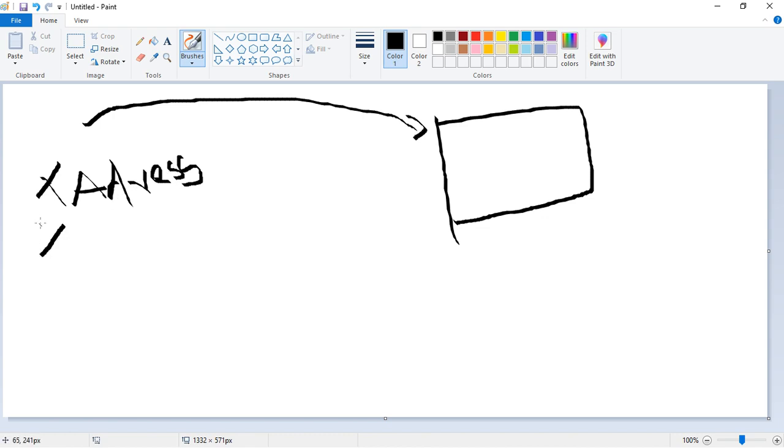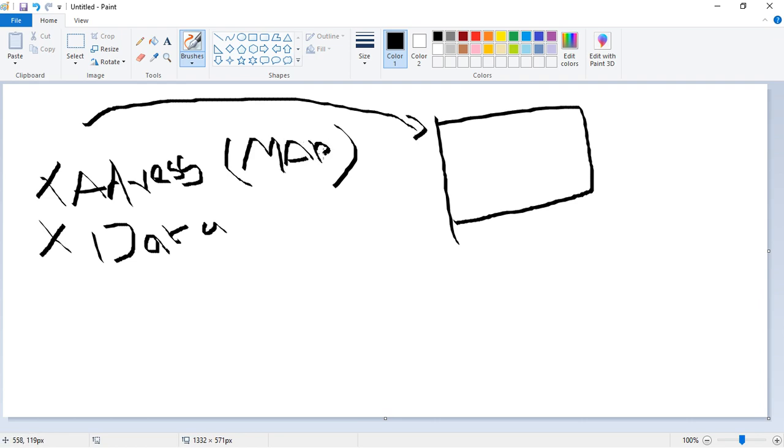And the second thing is the data itself. So I need to pass two things. One is data and the second one is address. So how it is passed is, I will put the address part, where the data should be stored, in the first one, the MAR register. The memory address register will hold the address part where the data should be stored, that is the address of the data.